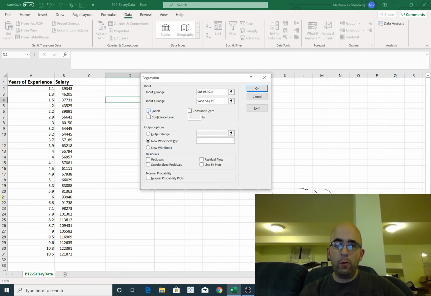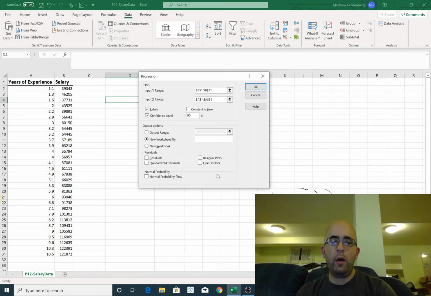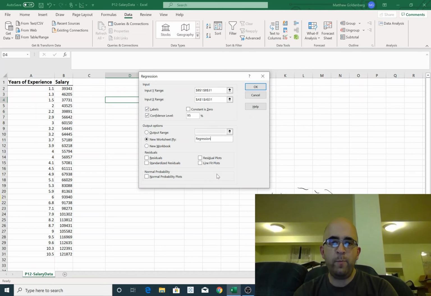I've highlighted the labels, so I want to click that. It's always good to click the confidence level, although it's not a requirement. This also allows you to define what confidence level you're really looking for. And then I always like to put the regression and all my data in new sheets just to make it clean. Then you can click some of these residuals. I don't necessarily feel like you need it, but it's additional information in your regression if you want it. Now click OK.